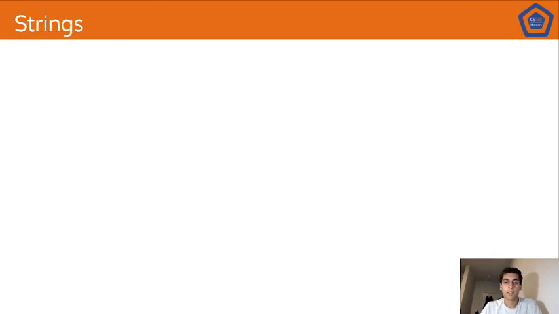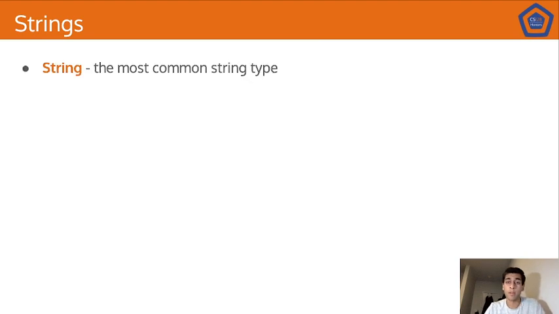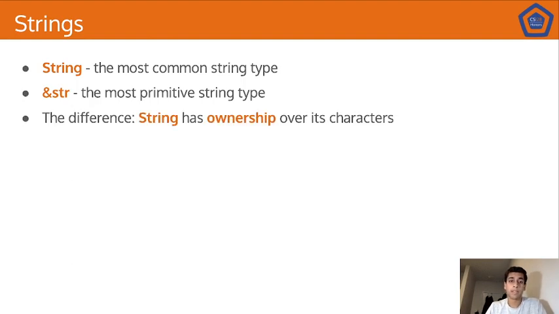Okay, let's go over strings. There are two basic types of strings. You've got the capital S String, the most common type, and ampersand str, a primitive string type. Ampersand str is similar to a character array. Usually the capital S String is more useful for a reason we'll get into in future lectures. But the biggest difference, String has ownership over its characters, which makes it more useful.